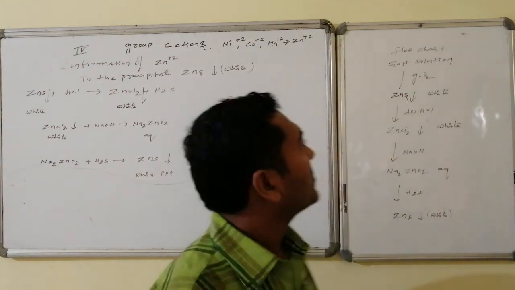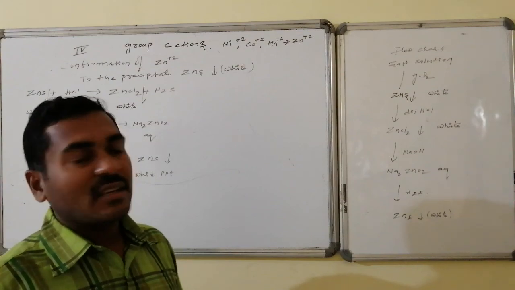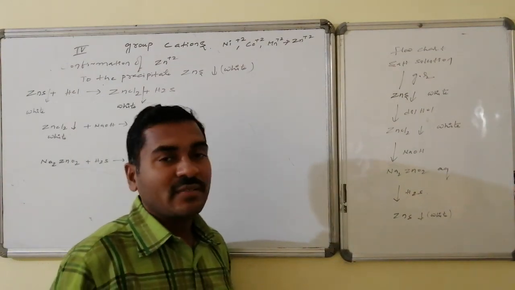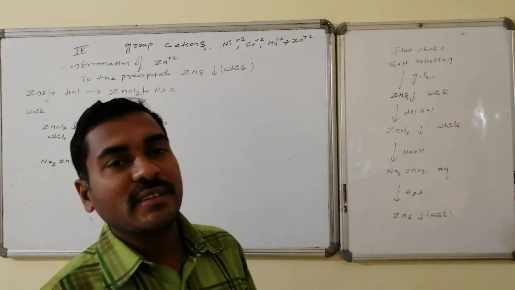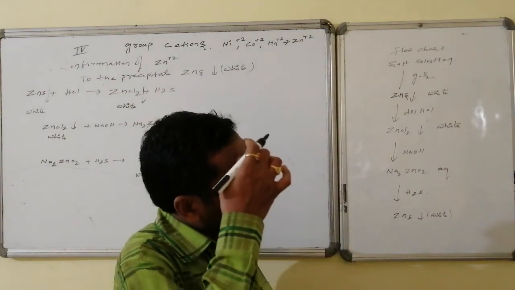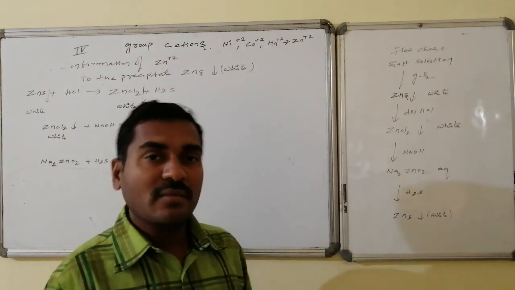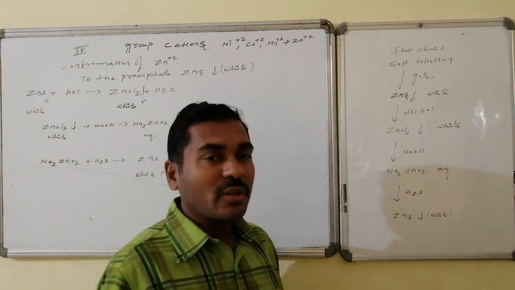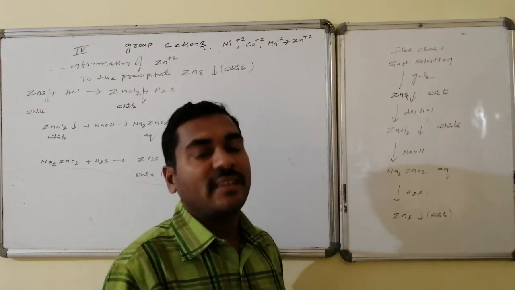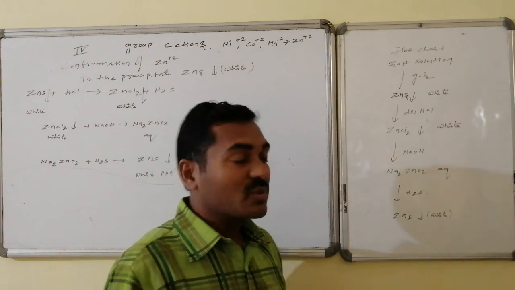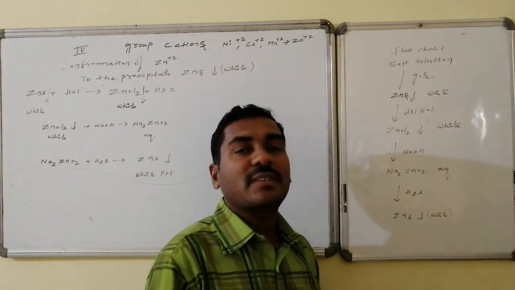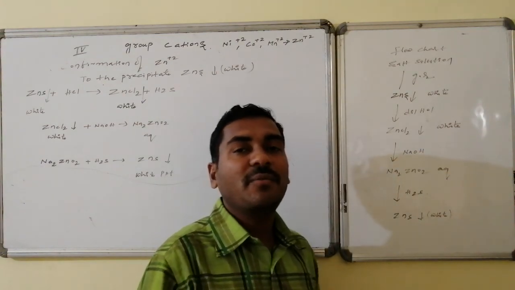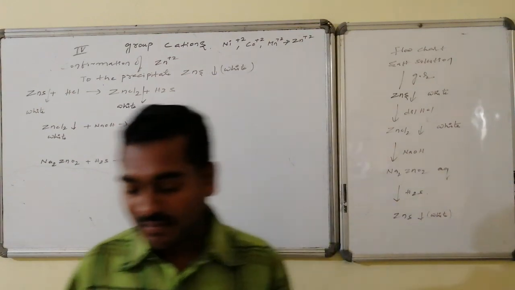If you look at the flowchart, it is like this: salt solution followed by group reagent forms zinc sulfide, a white color precipitate. This on reaction with dilute HCl forms zinc chloride, once again a white color precipitate. This zinc chloride on reaction with sodium hydroxide forms sodium zincate, an aqueous solution. This sodium zincate on reaction with H2S once again forms zinc sulfide, which is a white colored precipitate.